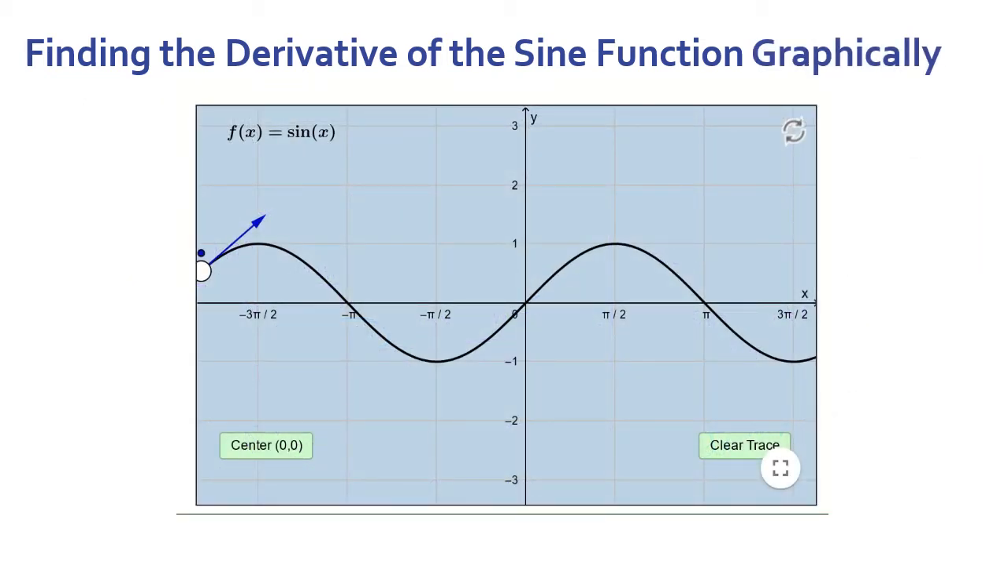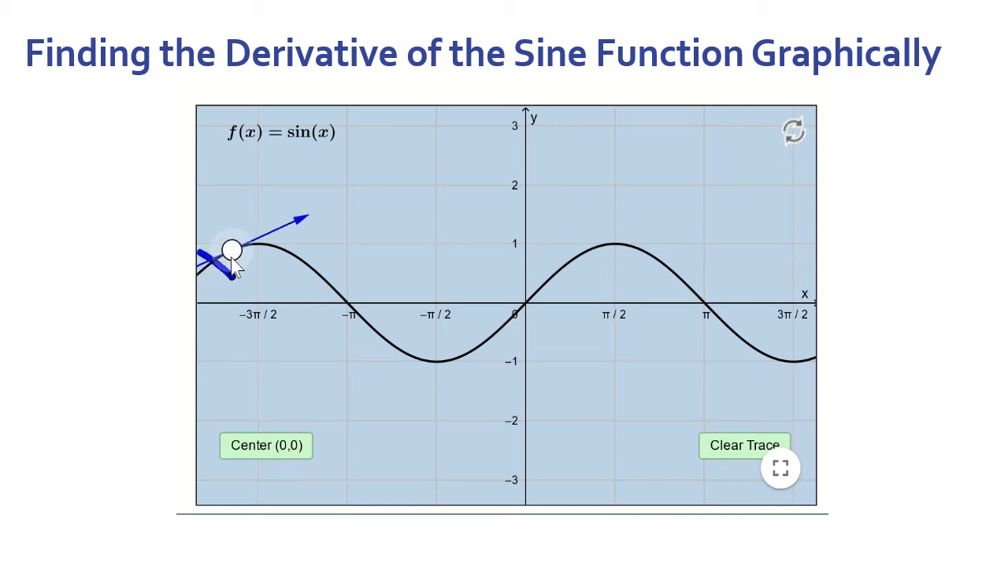Let's look at this graphically. So you can see here, I'm going to move this point. The black is the sine function. I'm going to move it over, and you're going to be able to see what happens. So this line is the slope of the tangent, and what's getting graphed in blue is what that value is.